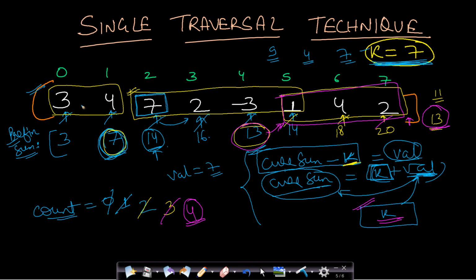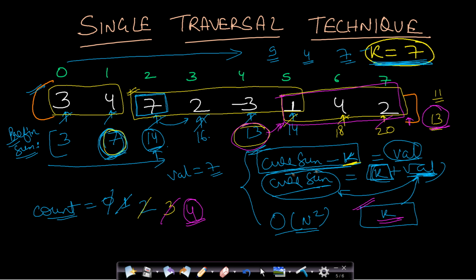Now we have solved this problem in just a single traversal, but still the time complexity remains order of n square, because for each and every element we need to traverse this prefix sum to check if current sum minus k is present or not. So instead of maintaining this array, what data structure can we choose so that we can just find whatever sum is stored in just O(1) time? So one such data structure for fast access is map or hash map.